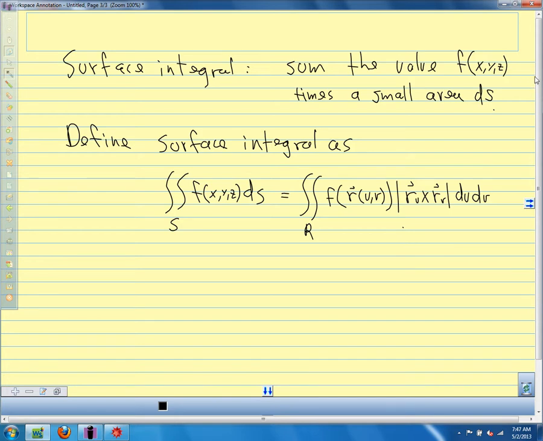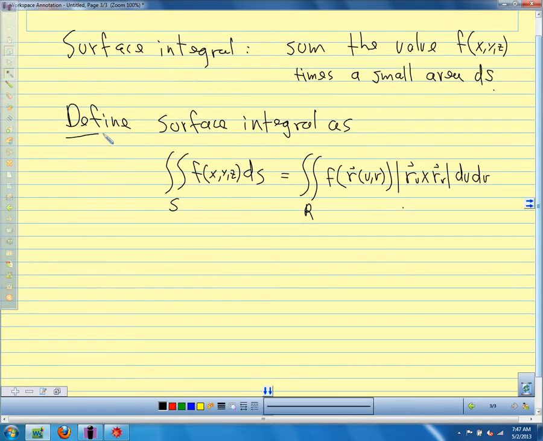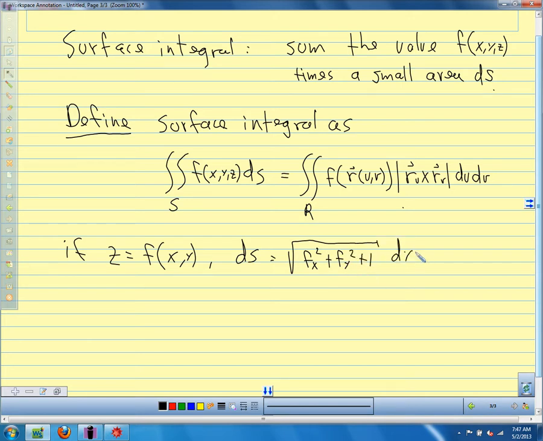And the way that we're normally going to work with these is if z is some function of x and y, ds is this familiar quantity that we've been working with: the square root of f sub x squared plus f sub y squared plus 1, dy dx.